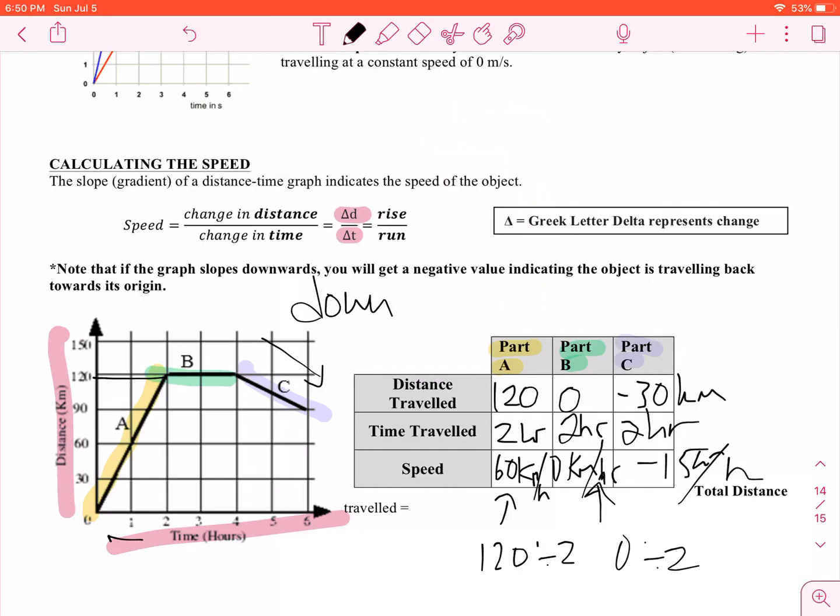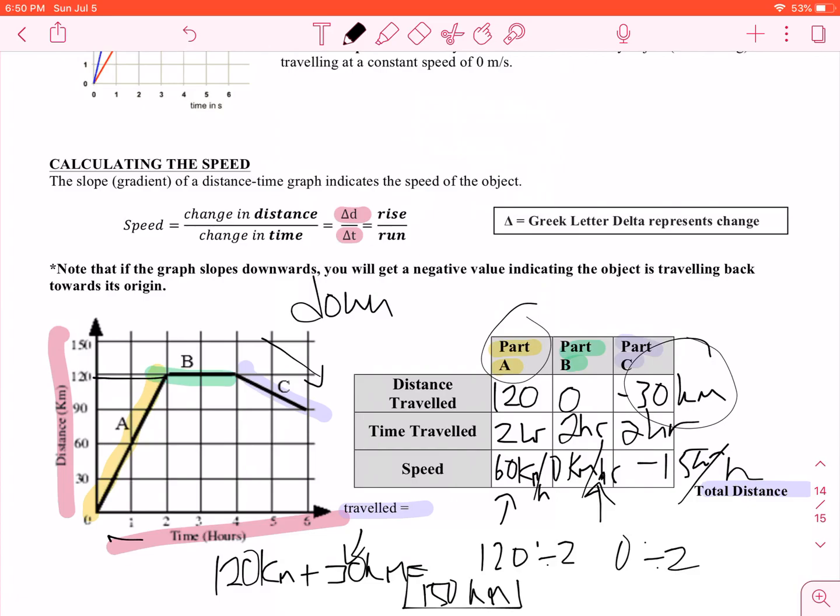Now to find the total distance traveled, we're going to look at how much distance actually was in the vehicle. Okay, so just here, total distance traveled, it kind of got cut off a bit. So this is just regardless if we're moving forward, backward, just how long were we in a vehicle. Okay, so definitely in part A, we were in the vehicle for 120 kilometers, and also we were in the vehicle for 30 kilometers, just not moving towards our destination. So in total, we had 150 kilometers of travel time.